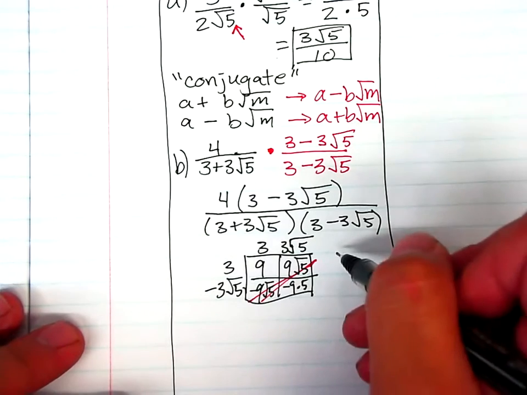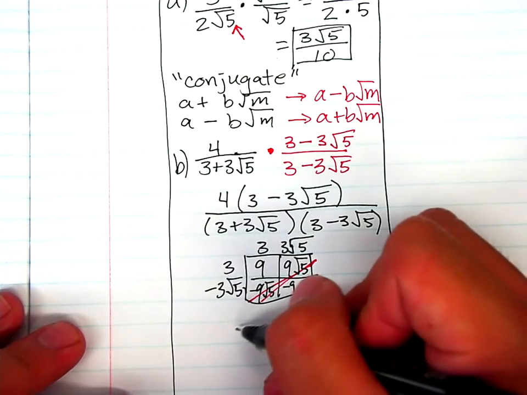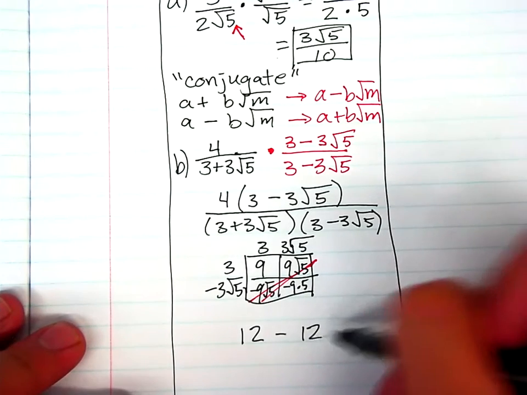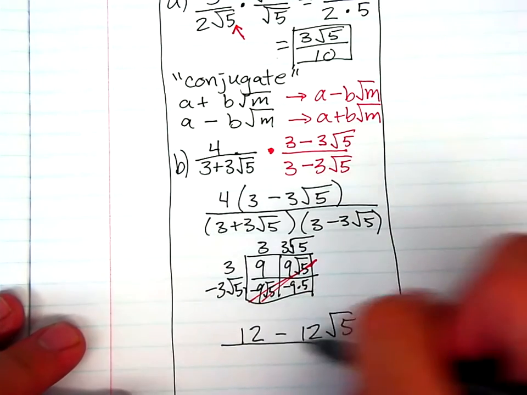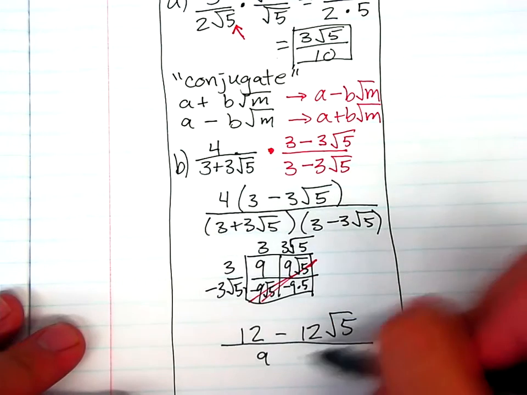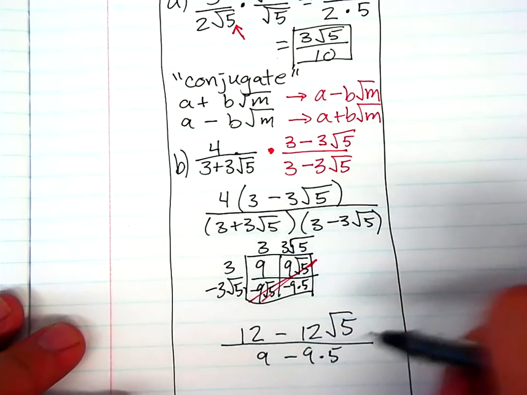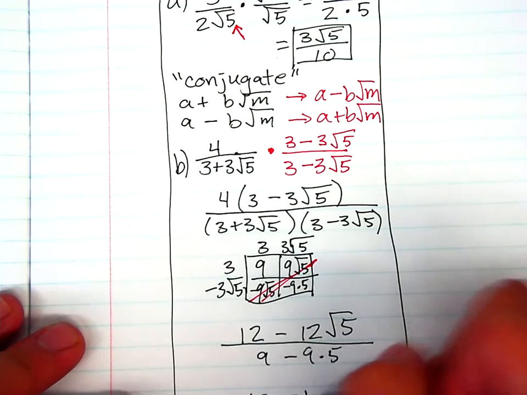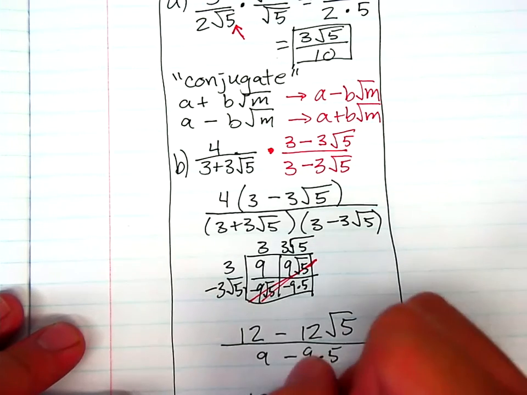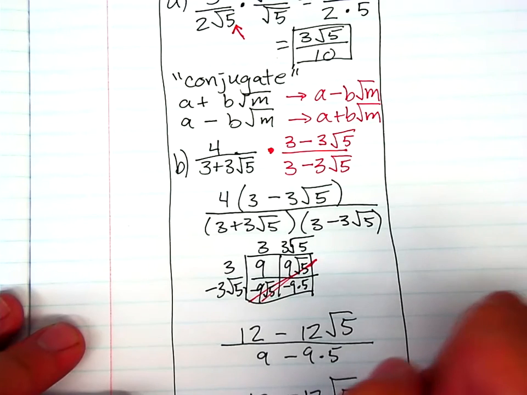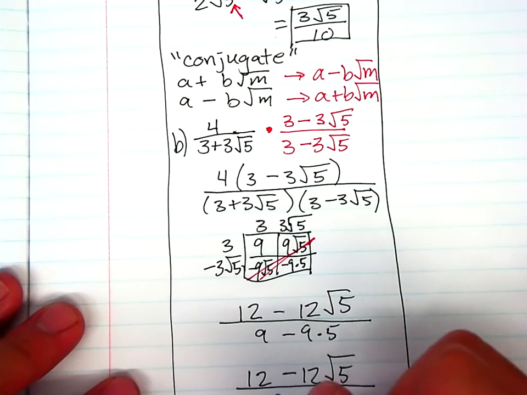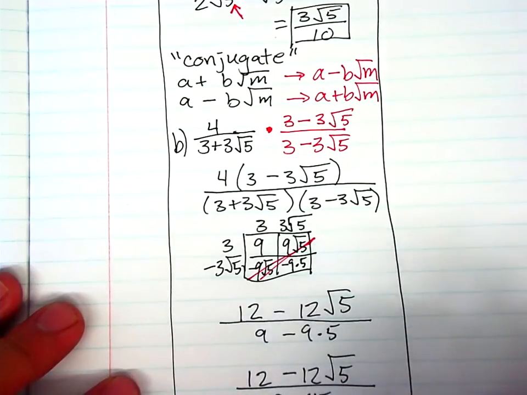Now this is all going to be in the denominator, so let's go ahead and simplify the numerator first. 4 times 3, 12, minus 12 radical 5. On the bottom, we have 9 minus 9 times 5. Here, we're going to get 12 minus 12 radical 5 all over 9 minus 45. You may have simplified ahead of me. Just feel free to keep on going. But here we get 12 minus 12 radical 5 over negative 36.